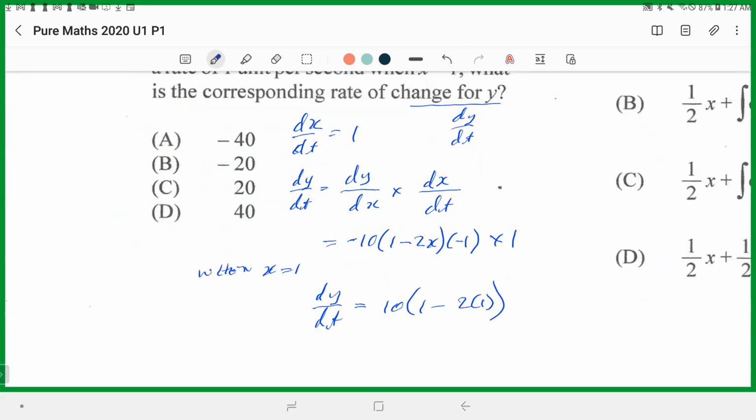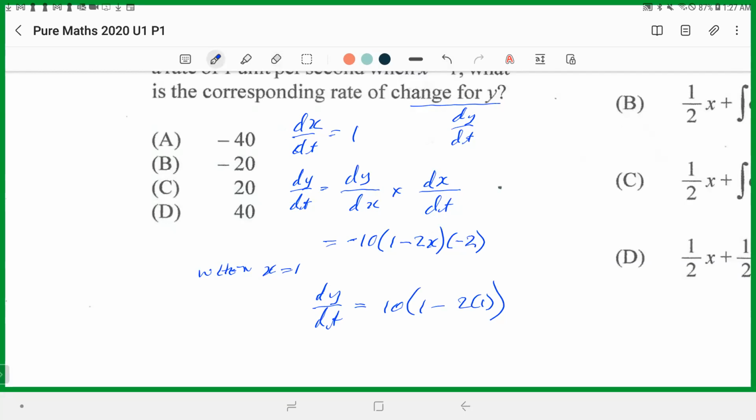That's not right, so I made a mistake. Oh, see the mistake here, it's supposed to be 2. Differentiate what's inside the bracket, so we got 2.